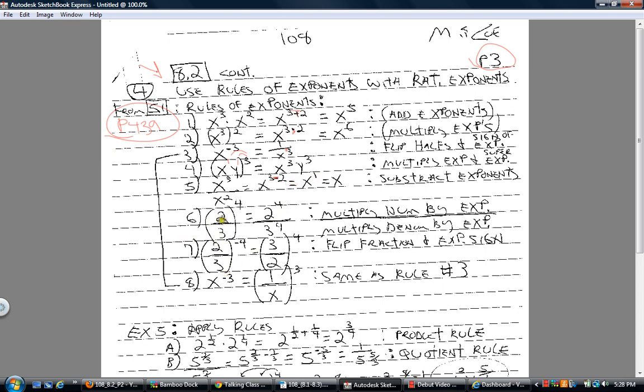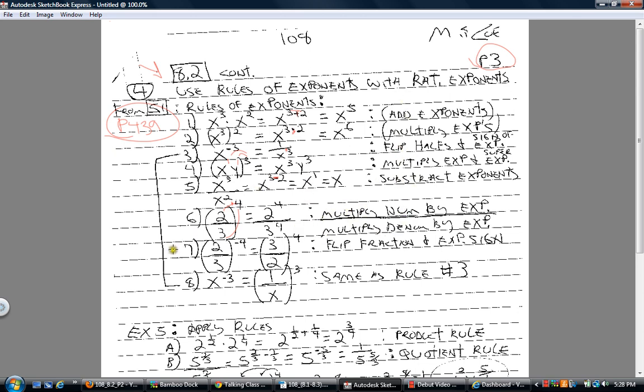If you happen to have a fraction raised to a positive exponent up here, you still multiply. So 2 to the 4th divided by 3 to the 4th. Multiply the numerator by the exponent, multiply the denominator by the exponent. So I'm hoping you're getting the words here. You're seeing that's what you want to remember here.